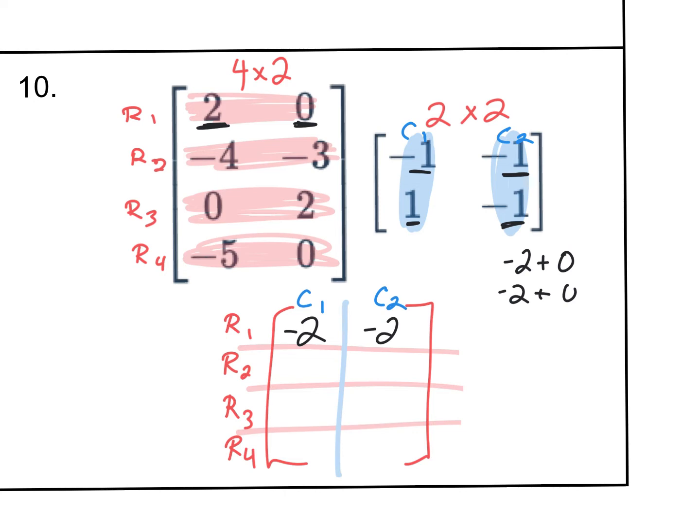I'm now done with that first row, right? So feel free to cross off the first row if you'd like to. Okay. Row 2, column 1, first term, negative 4 times negative 1. Positive 4 plus negative 3 times 1. Negative 3, which is 1. And column 2, negative 4 times negative 1. Positive 4 again, right? And negative 3 times negative 1. Positive 3. 4 plus 3 is 7, and we're done with row 2.